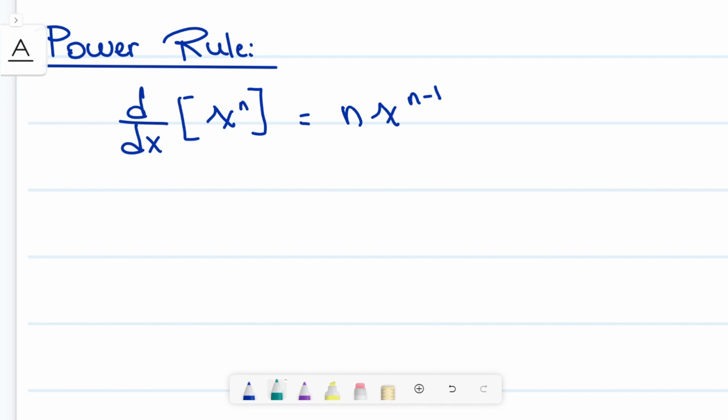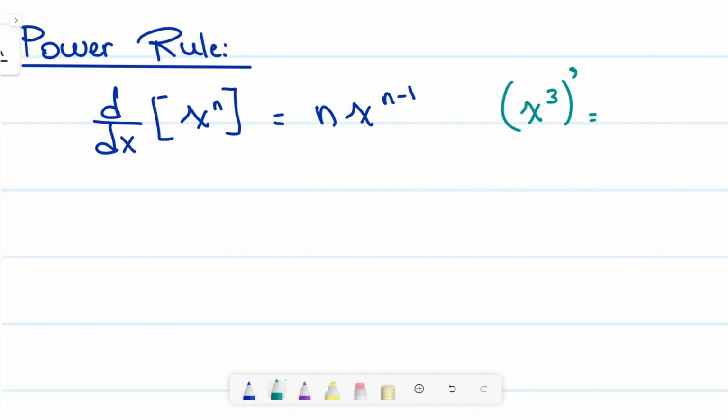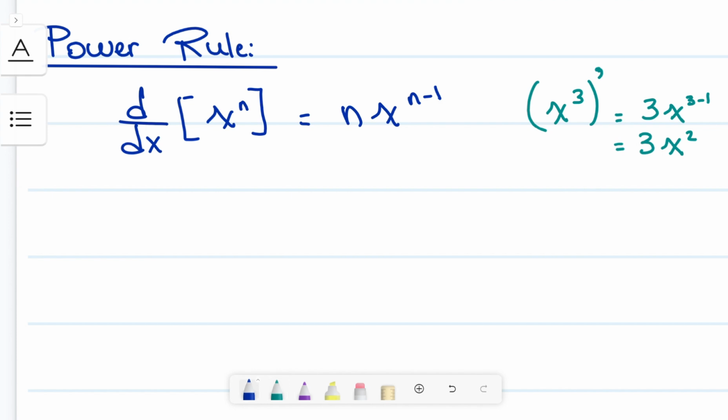For example, if I want to find the derivative of x cubed, I draw this here, the prime sign up here, which means derivative. So I drop the power, so it becomes 3x to the power of 3 minus 1, which is 3x to the power of 2. Now this is the statement, and now we will prove it.